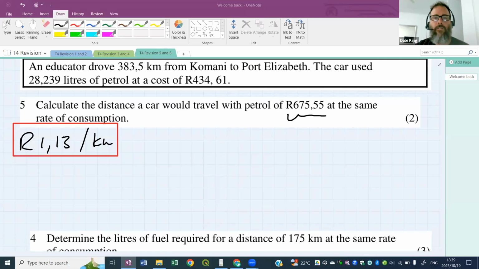Good. Well done, Kian. Well done, all of you. Good job. The numbers are coming in. We know that for every kilometer, it costs us 1 rand 13. So how far will we get on 675 rand 55?